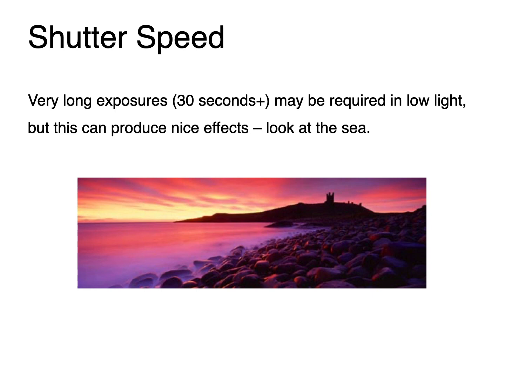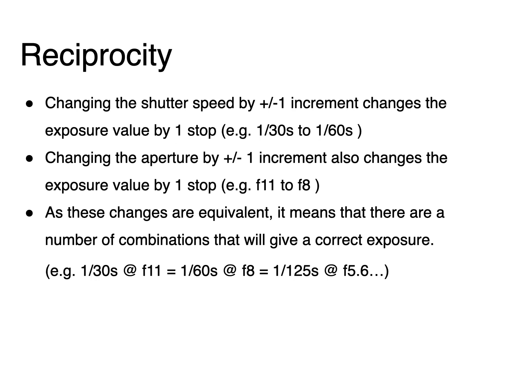Okay, and there are some values which, if you change the shutter speed, are equivalent to other values, with the shutter speed and the f-stop. So changing the shutter speed by one increment changes the exposure value by one stop: 1 by 30 second, 1 by 60 second, 1 by 90, like that. Changing the aperture by one increment also changes the exposure value by one f-stop: f11, f8, like that. This is important because this will give you creative control over the camera, as these changes are equivalent.